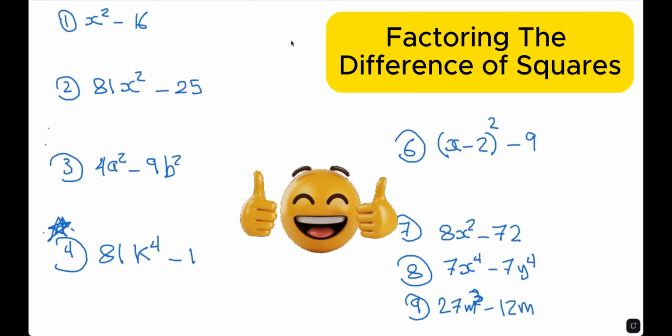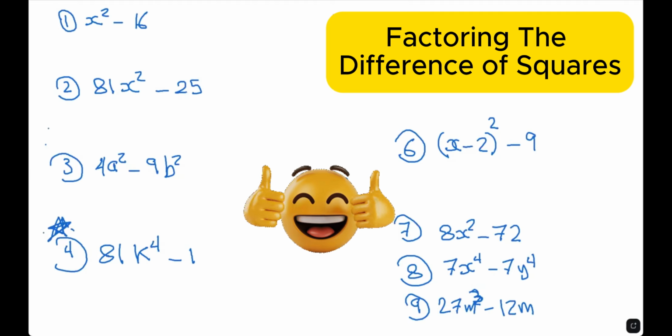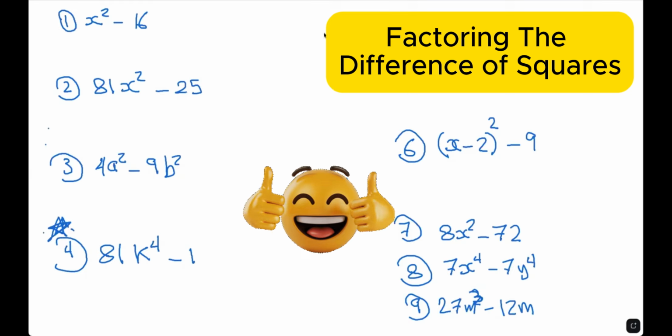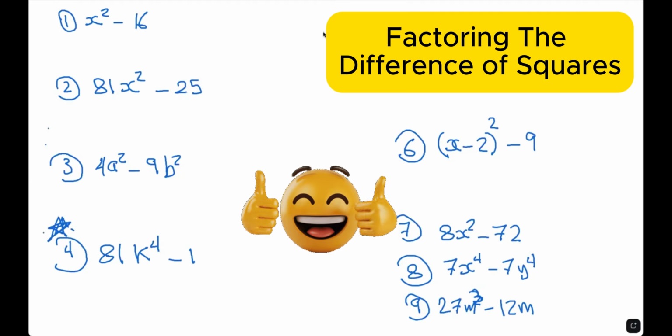To factor the difference of squares, always remember you always have two terms. It's a binomial. Like the first one, x squared is one term and then 16 is the second term. Both of these terms have to be perfect squares. Perfect squares means that we could take the square root of that number or that variable. Here the square root of x squared is x and the square root of 16 is 4.